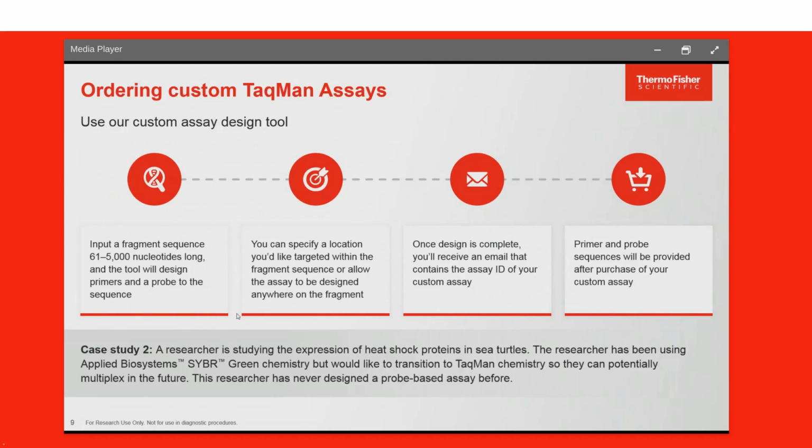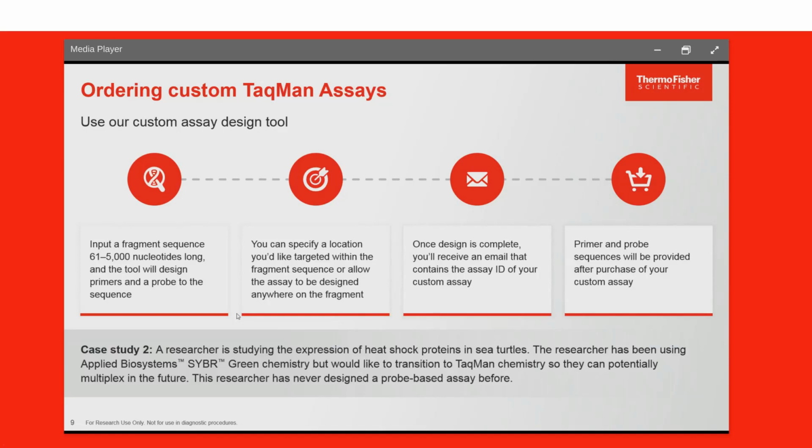The customer will then have the ability to specify a location within that sequence that they would like targeted for the assay design, if that's something they need. So if you're pasting in a fragment sequence that has a specific exon-exon junction already baked into the sequence you're pasting in, you can indicate you want to design around a specific location in that sequence. If you don't have a specific location you'd like the assay designed around, you can just select any, and the algorithm will design the assay to the best possible spot within the fragment that's been pasted in.